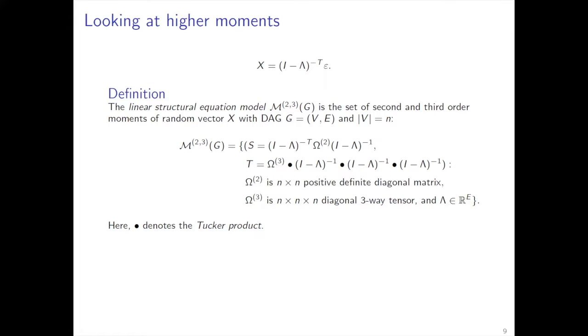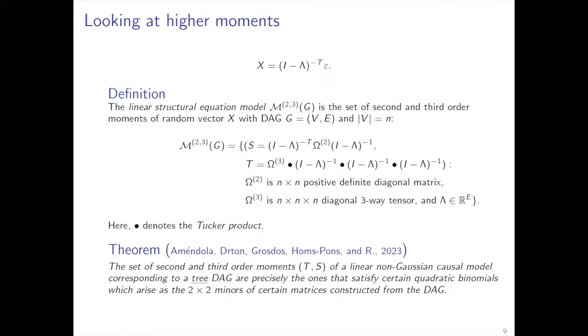And just as we saw in the previous slide, depending on what the graph is, there will be some relationships among the entries of S and T. So we decided to study what are all of the relationships among S and T. In the case where we have a Gaussian vector and we just have S, this has been the topic of study of the field of algebraic statistics, which I'm a part of, for a long time, and it's still not completely resolved for graphs that have hidden variables or cyclic graphs.